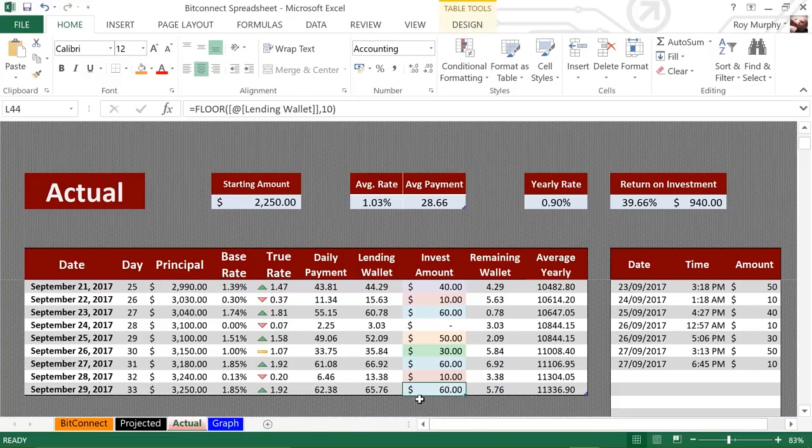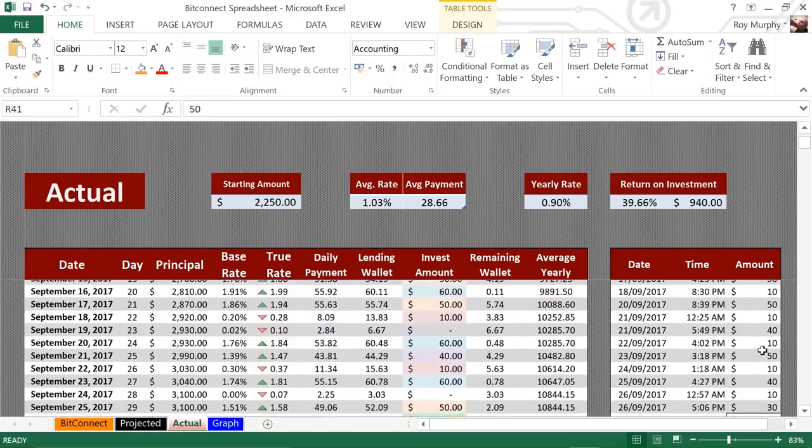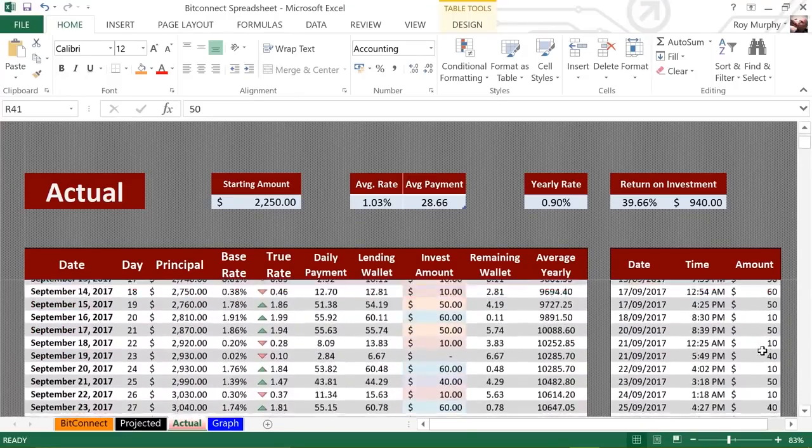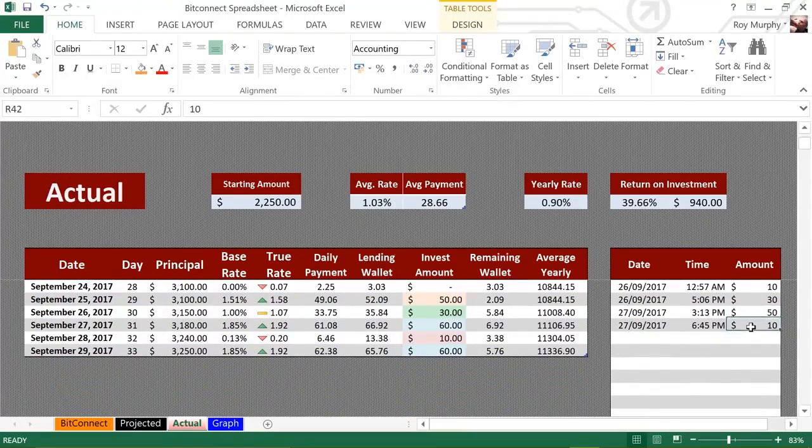as a reinvest. It will tell me that my daily payment is $62.38, and it says that my lending wallet, after the daily payment, my wallet balance based on the $333 I had on the day before will be $65.76, and my reinvest amount is 60. So it tells me what my reinvest was the day before, and my actuals, my dates and my times are over here. My actual reinvests, the history of everything I put in just from interest alone in 30 days is there.